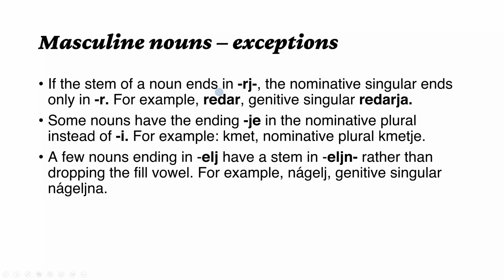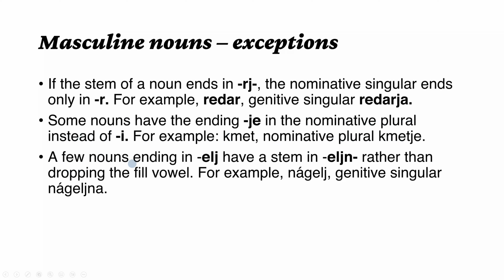If the stem of a noun ends with rya, the nominative singular ends with only r. For example, radar has a genitive singular of radaria. Okay? And some nouns have the ending ye in the nominative plural instead of e. For example, kmet in the nominative will be kmetia.